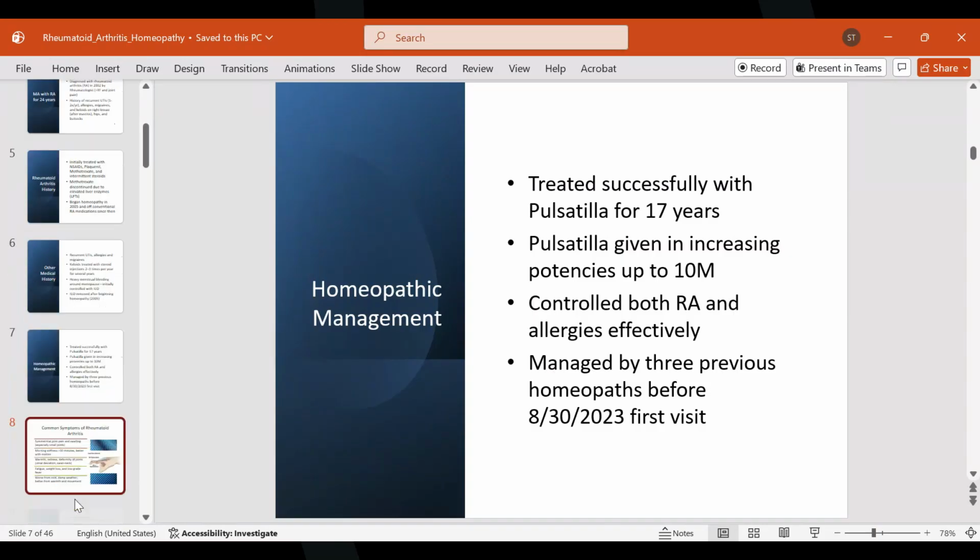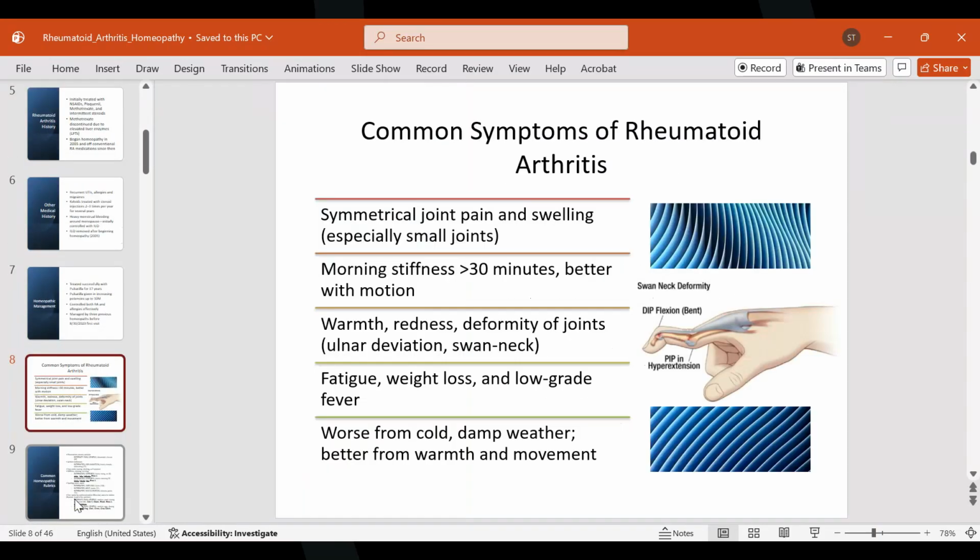So we're going to digress and now talk about rheumatoid arthritis in the homeopathic treatment, and then we'll go back to our patient. What are the common symptoms of rheumatoid arthritis? Usually they're symmetrical. That's how it differs from gouty. Gouty is usually asymmetrical. Rheumatoid is usually symmetrical. And pain and swelling, especially the small joints in the fingers, toes, wrists, ankles. Morning stiffness, more than 30 minutes. Better with motion.